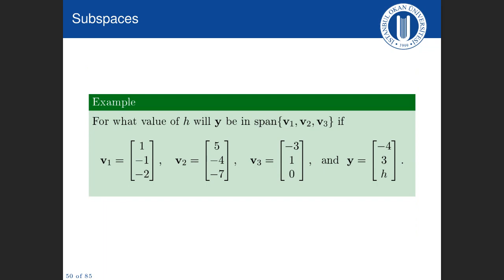Next example, for what value of h will the vector y be in the span of the vectors v1, v2, and v3 if v1 is the vector 1, minus 1, minus 2, v2 is the vector 5, minus 1, minus 7, v3 is the vector minus 3, 1, 0, and y is the vector minus 4, 3, h. Let me say again, for which value of h will y be in the span of v1, v2, and v3?